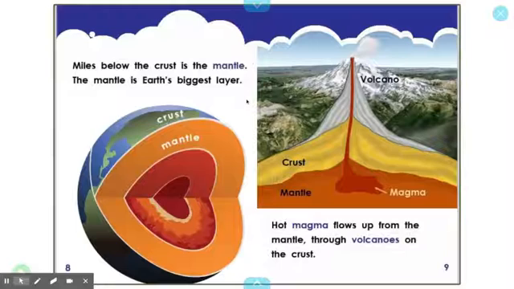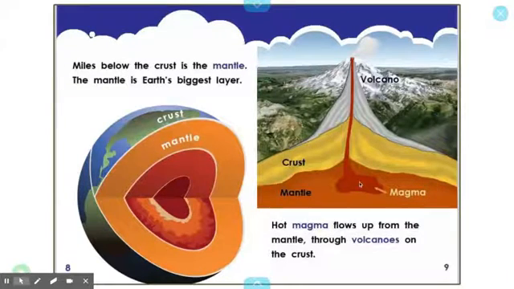Miles below the crust is the mantle. The mantle is the Earth's biggest layer. So we're on the crust. See how teeny tiny the crust is? And then we have the mantle. That is that super big space here. So if we look at the side of this volcano, okay, this is the crust and this is the mantle. And the mantle is where we will find magma, and we will read about that in just a second.